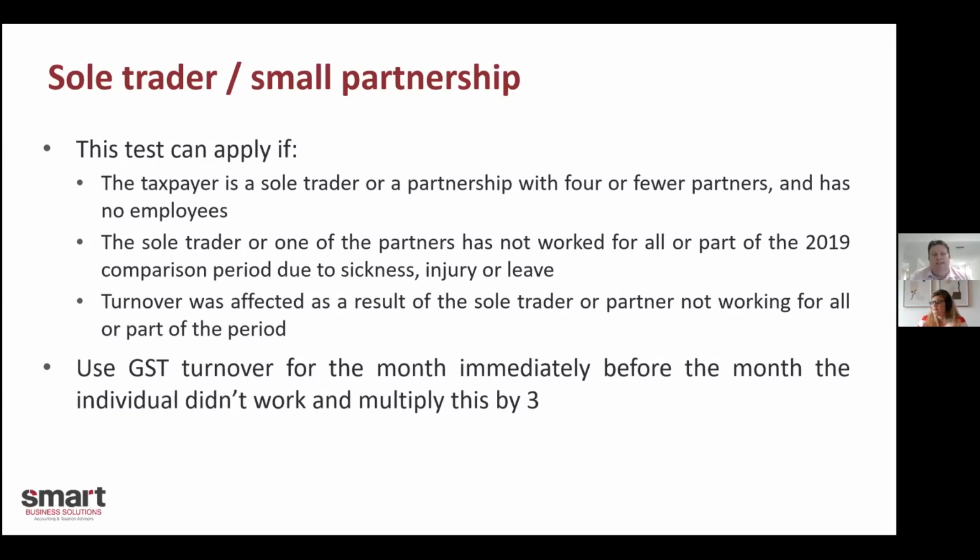If that's the case, they can use the GST turnover for the month immediately before the month the individual didn't work and multiply this by 3 and have that as your comparative period to compare to your test period of either September or December.